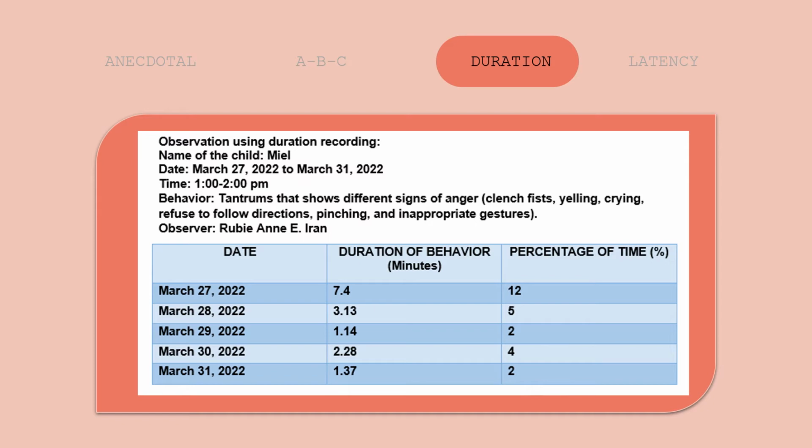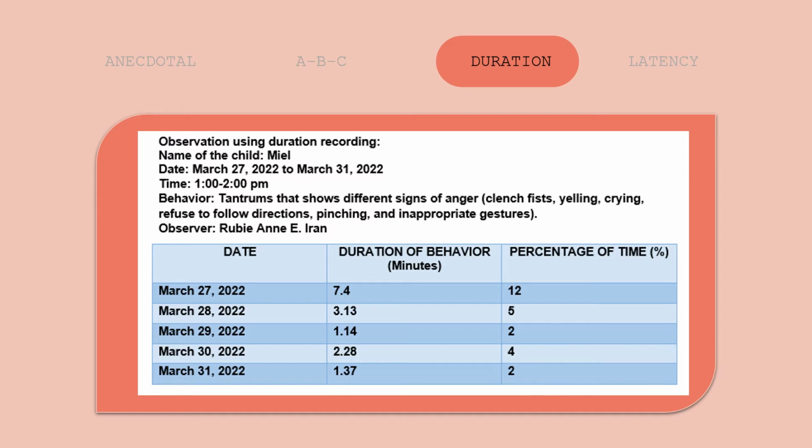So from the date, we have from March 27, 7.4 for the duration of behavior in minutes, and 12% in percentage of the time. So in order for us to get the percentage of the time, we just need to get the duration of the behavior in minutes and divide it by 60 and multiply it by 100. So from March 27, 7.4 divided by 60 multiplied by 100 is 12%.